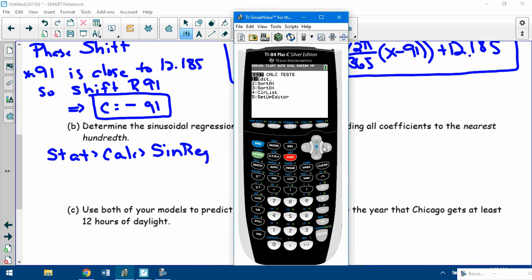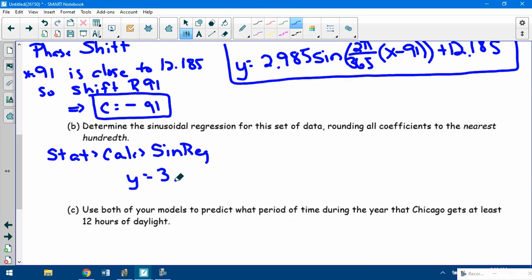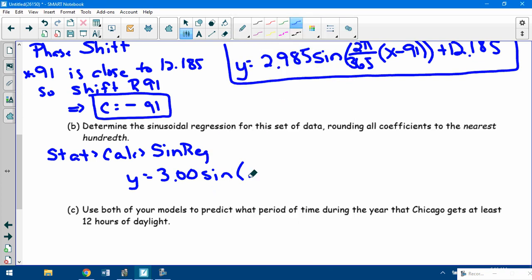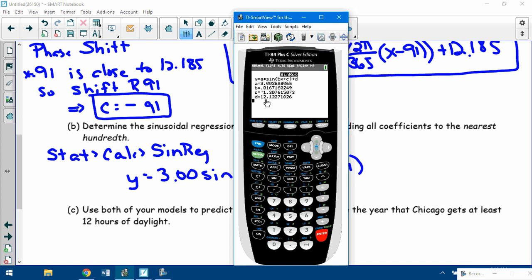And now I can go to stat, calc. I know it's choice C, or you can arrow all the way down to sine regression. Let's calculate that. And we're going to round everything to the nearest hundredth this time. So y equals 3.00 times the sine of b is 0.02x and c is minus 1.31. So 0.02x minus 1.31, and then our d value on the end is 12.12.